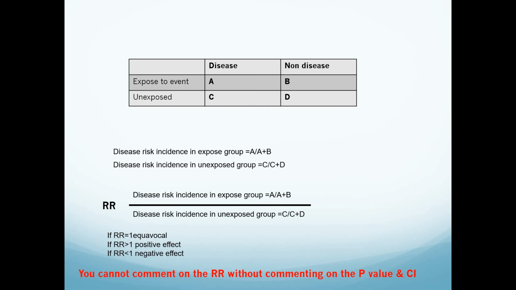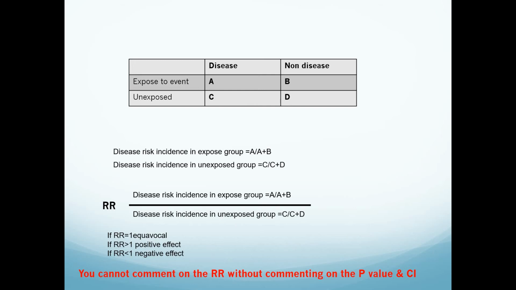It's A divided by A plus B, which is the population of the exposed group. And when we are talking about the disease risk incidence in the unexposed group, we are talking about the absolute risk in the unexposed group, which is C divided by C plus D. The relative risk is equal to the absolute risk in the exposed group divided by the absolute risk in the unexposed group. The result will come out.